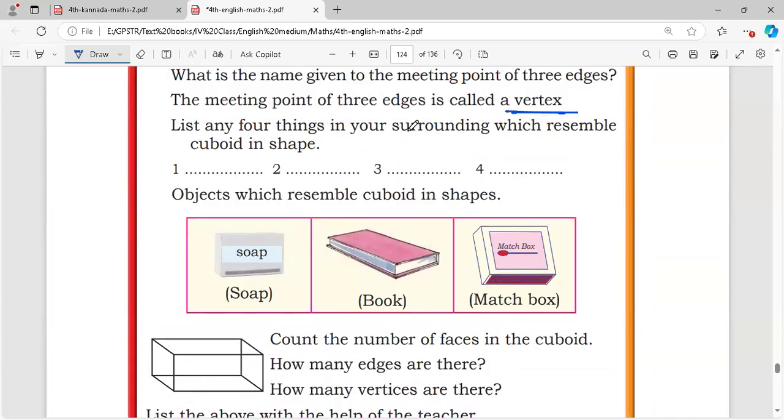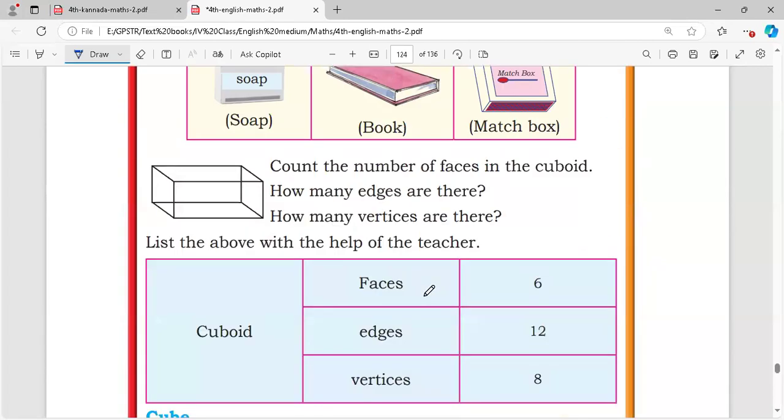Next. List any 4 things in your surroundings which resemble a cuboid in shape. Suitcase, geometry box, suitcase, etc. Or else soap, book, matchbox, etc.